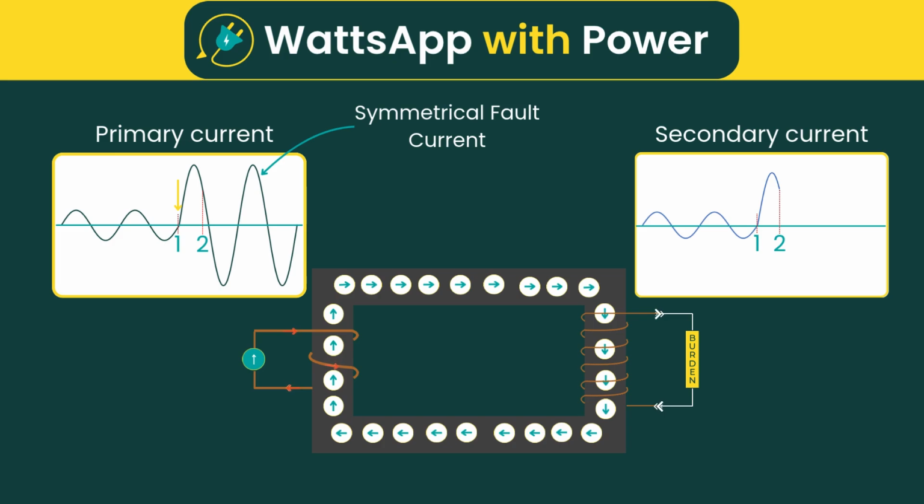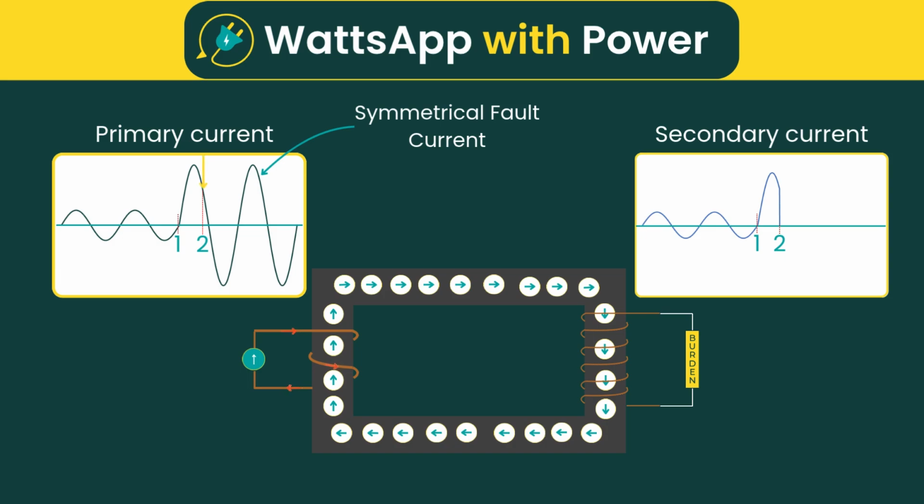However, before the positive half cycle ends, all the dipoles in the core get fully aligned. At point 2, the core becomes saturated. From this point on, although the primary current continues to flow, there is no change in flux. That means the induced voltage drops to 0, and the secondary current also drops to 0.